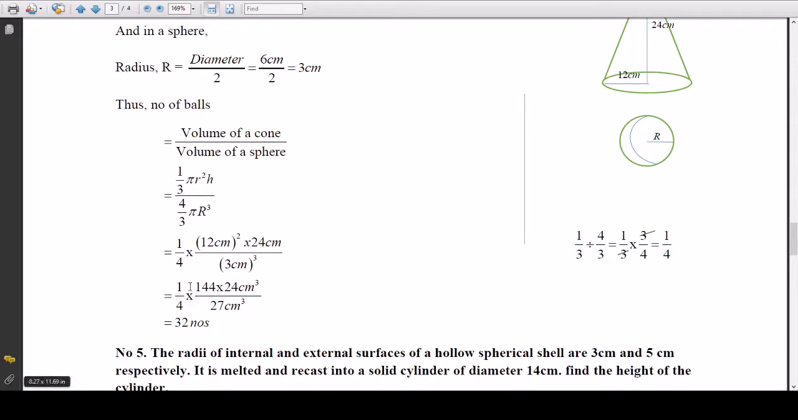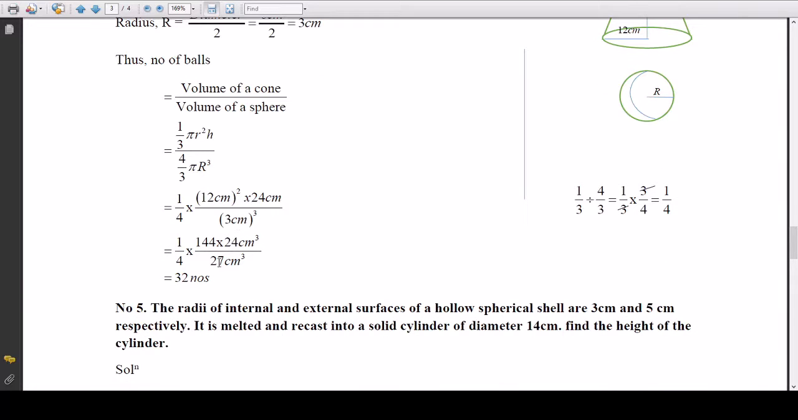will be how much? 4 times 3 is 12, then 24, 4 times 6, so it is 36. You do the calculation here, you do the cancellation here, and at last you will get 32. You will get the number of balls to be 32. These are small things that you can do by yourself also.